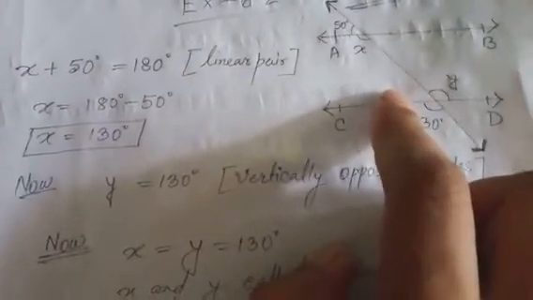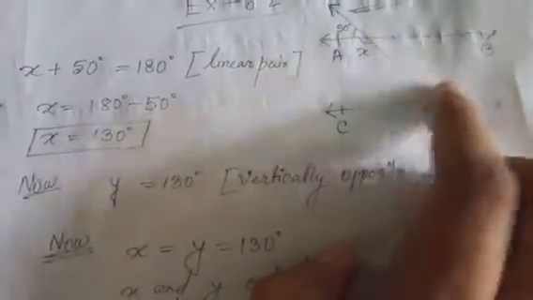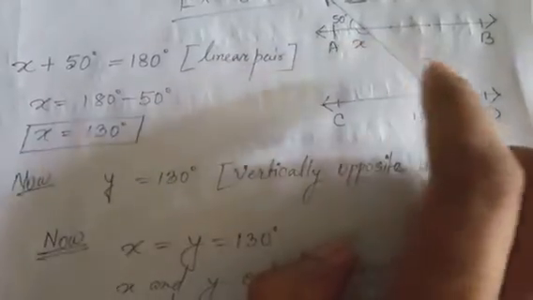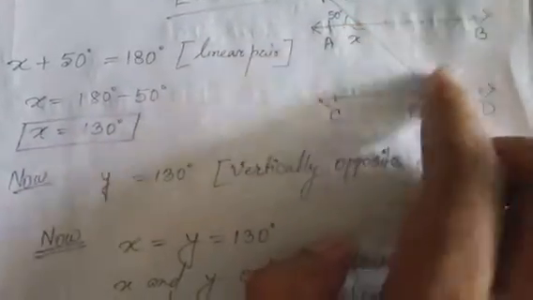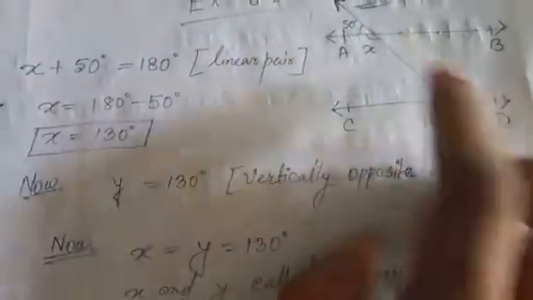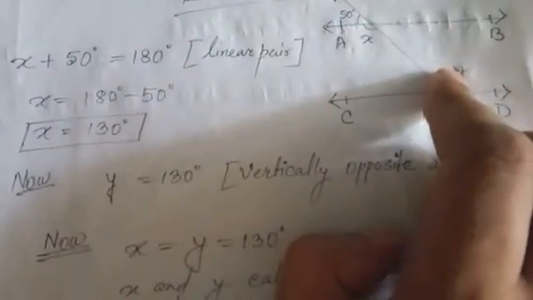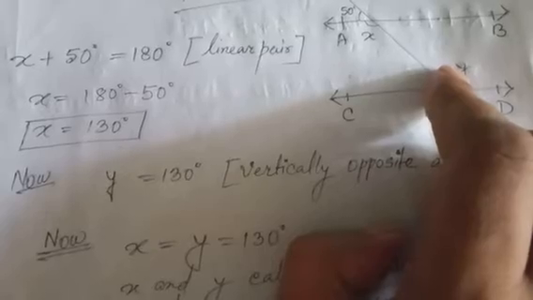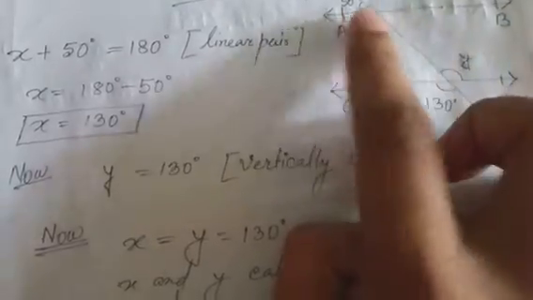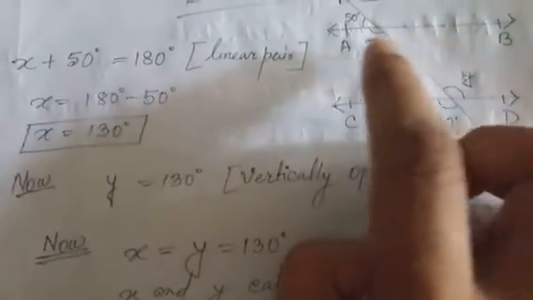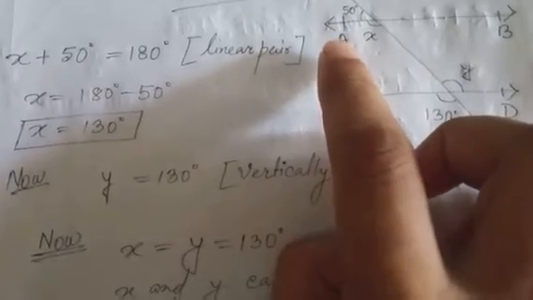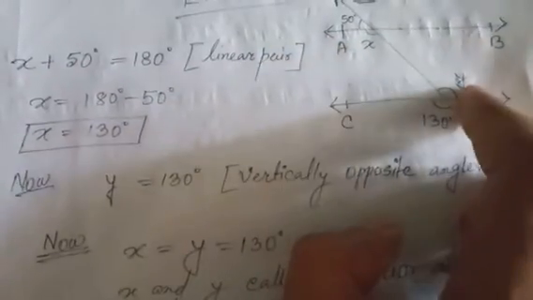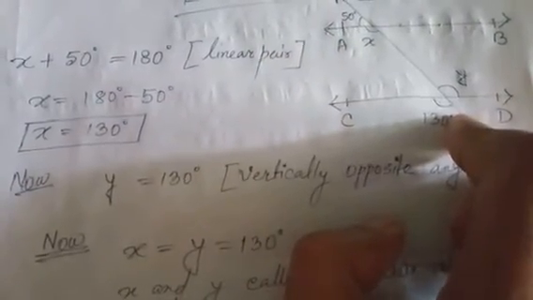So these two angles are called interior alternate angles, Z formation. These two are called interior alternate angles, and these two angles are also equal, so we can say AB and CD are parallel.